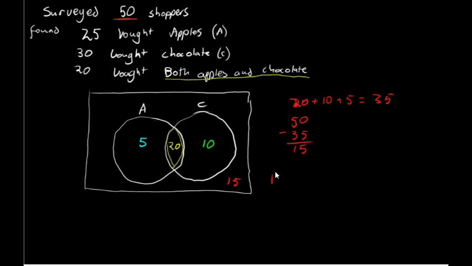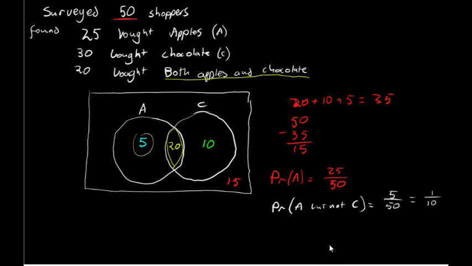So if we were looking at finding the probability that someone buys an apple, well, there's 20 plus 5, so 25 people out of 50. But we might be looking at the probability of A, but not C. So it's this number in here because I'm not interested in these 20 people who did buy chocolates as well. So it's 5 out of 50. The probability of A and C would be the number in here, which is 20 out of 50. So it's just identifying what number we're actually interested in.